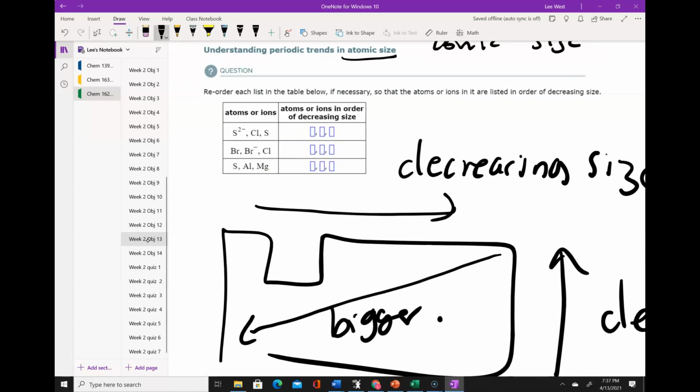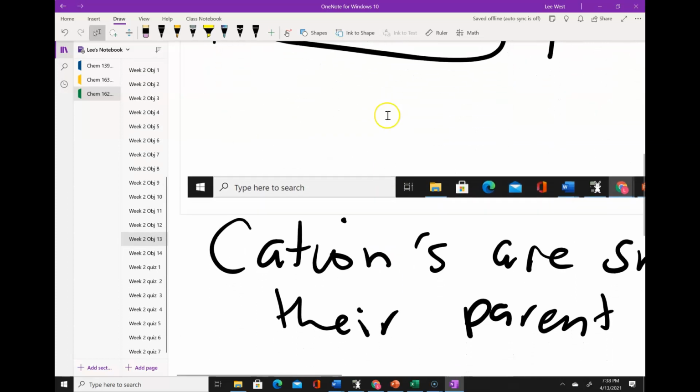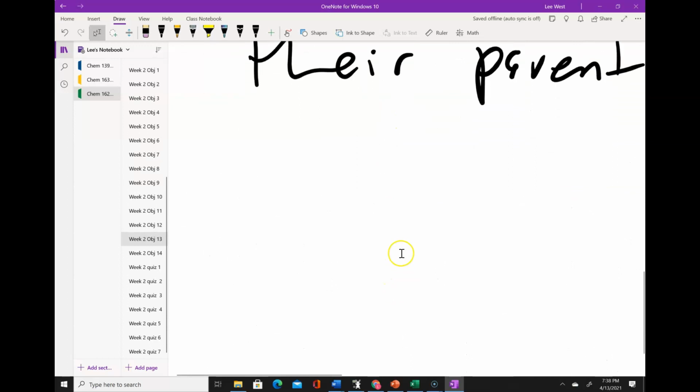Now we're going to list them in order of decreasing size, and we know that the parent atom is always going to be smaller than the anion, right? So S2 minus is going to be bigger than sulfur. We know that already. The question is where does chlorine fit into all of this? So let's get a periodic table up and see what we've got.